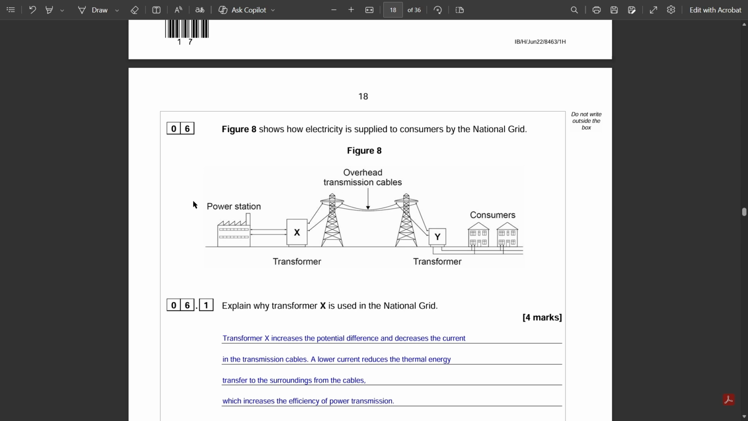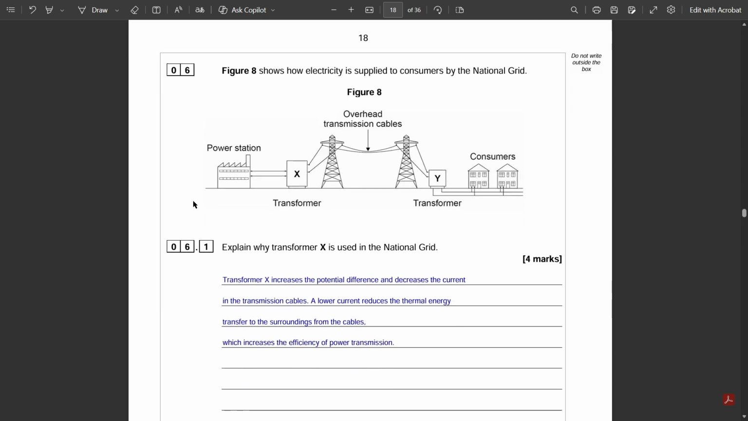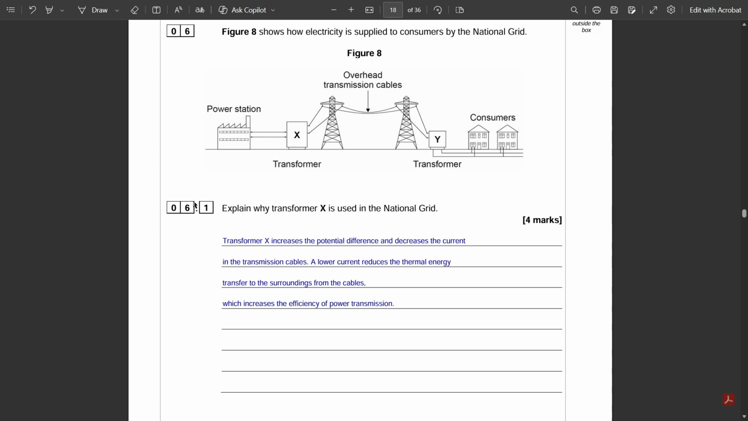Figure 8 shows how electricity is supplied to the consumers by the national grid, and we're asked to explain why transformer X is used in the national grid. Well, transformer X increases the potential difference and decreases the current of the electricity in the transmission cables. A lower current reduces the thermal energy transfer to the surroundings from the cables, which increases the efficiency of power transmission. So basically, it increases the potential difference and decreases the current, which means it loses less energy in the overhead transmission cables, meaning more actual power gets to the consumers.